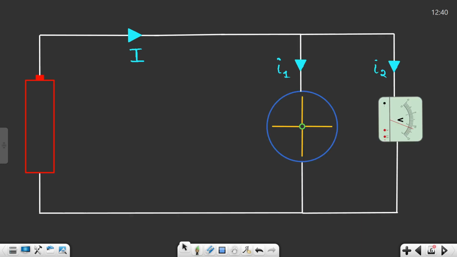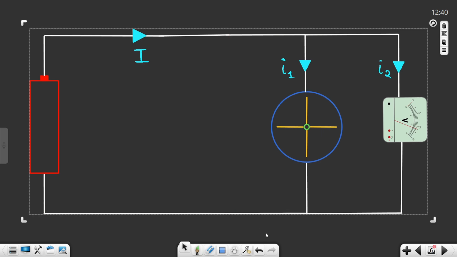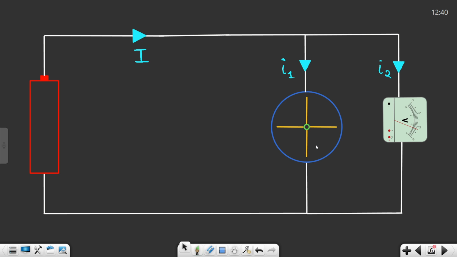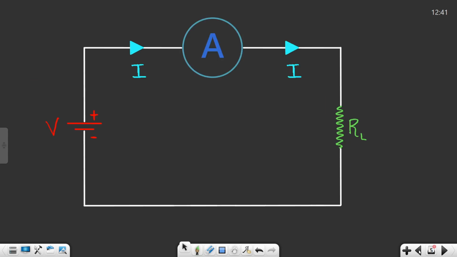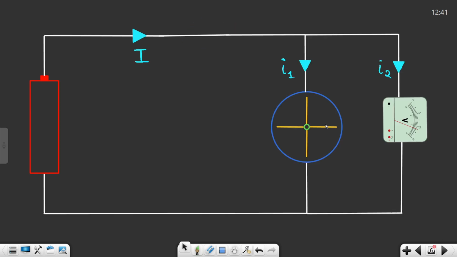Whenever you want to measure the voltage across a certain load, just see how exactly I have connected this voltmeter. This is my load resistor RL, and this is how I'm going to connect the voltmeter. In the previous case, when we detected the current, we connected the ammeter in series with the load. Now we are measuring the voltage, so to measure the voltage, remember this point: we always connect the voltmeter across the load.